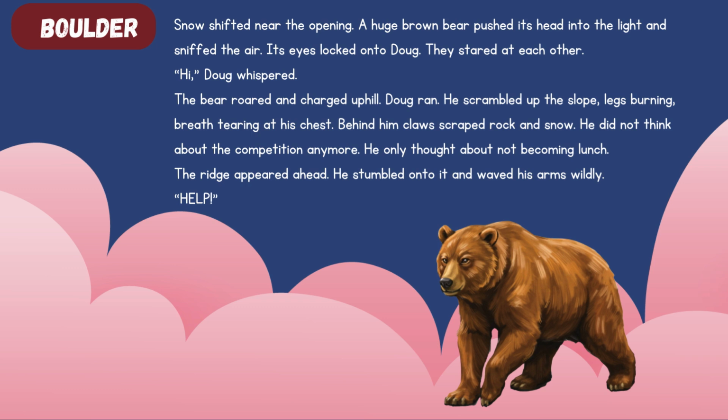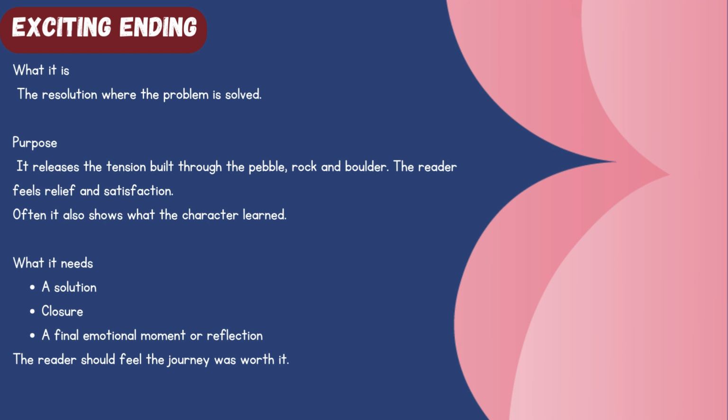So, what you can see here is we are now moving into our exciting ending. Let's have a look at how this looks. So in our exciting ending, this is where we release the tension. You're worried that the bear's going to get Doug, so what we're going to do is have Doug rescued by the helicopter. But you're going to notice something powerful here. We're going to add a little bit more to our story and have Doug not care about winning anymore. Maybe he's just happy to get off the mountain, and it shows some character growth.